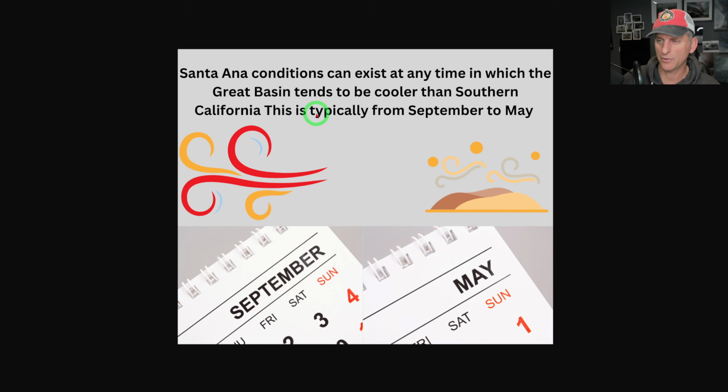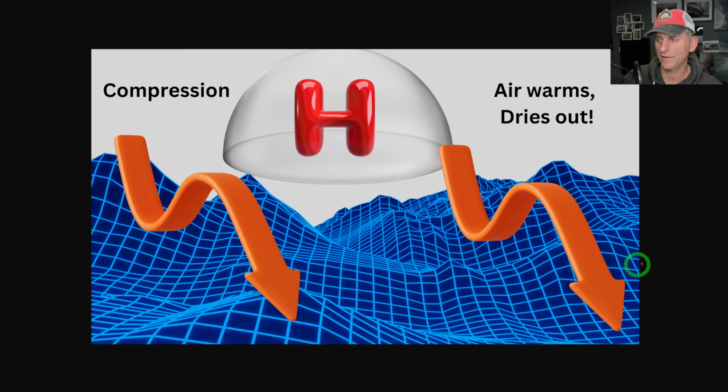You can see they typically happen from September to May. It's generally a cool season wind. It's when colder air tends to get down over the Great Basin. Colder air is denser, and colder air is also very, very dry. It's one of the defining characteristics of Arctic air, which does move down over some of the Great Basin at times. So if we pretend this blue terrain here is the Great Basin, high pressure, very cold, and again, very dry.